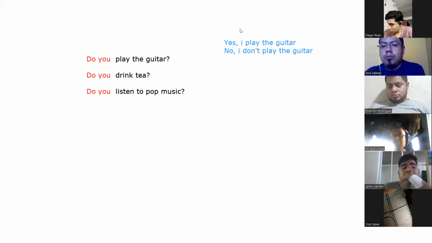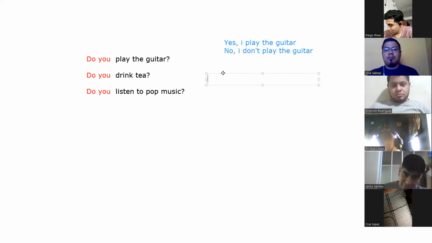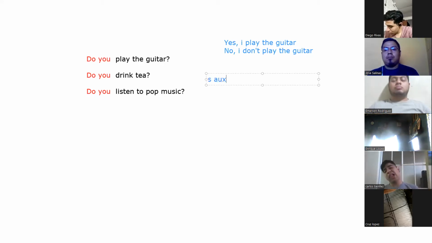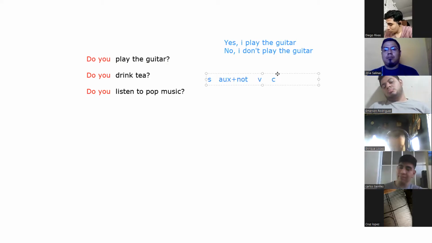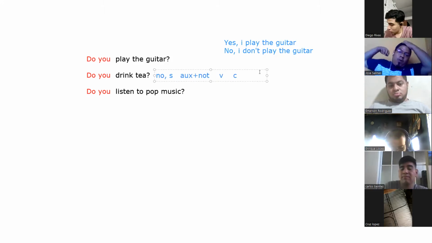La estructura, sigamos la estructura. No, verbo to be ya no aquí. Recuerden, olviden el verbo to be. Siga esa estructura, Eduardo. Sujeto, porque es negativa, ¿verdad? Auxiliar. No, I don't. Ajá. Sigue esa estructura. I don't what? What is the verb? No, I don't drink tea. Exactly. No, I don't drink tea.